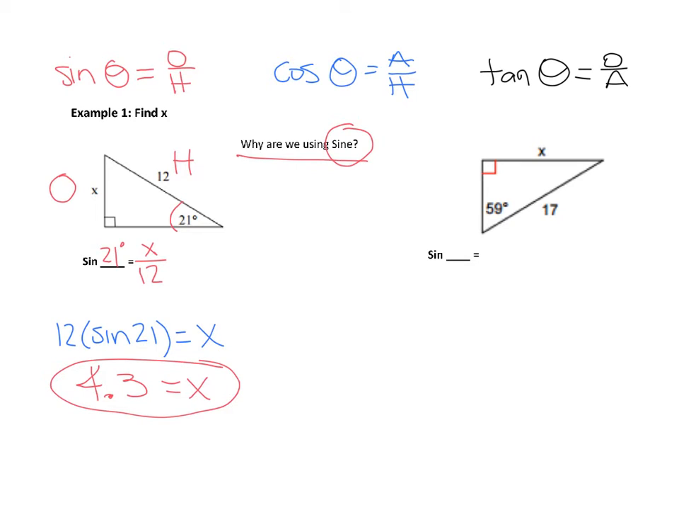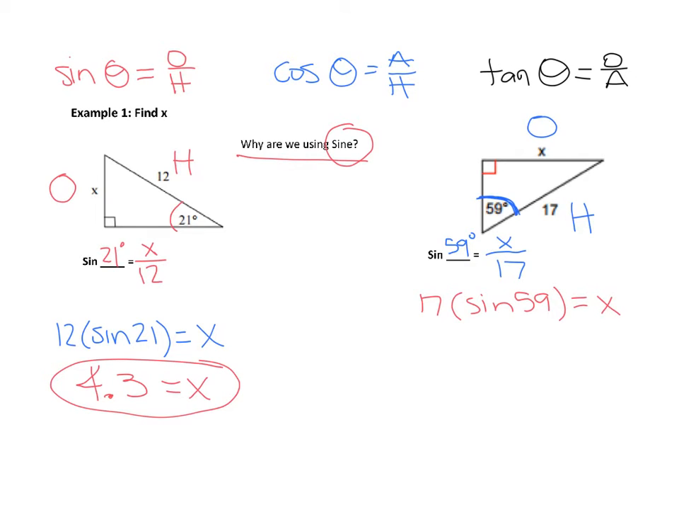Next problem, identify my theta, which is the 59 degrees. Based on my theta, I'm given the opposite and the hypotenuse. So that again is why we're using sine. It's very important that you recognize what you're given to help determine whether you're using sine, cosine, or tangent. So sine of 59 degrees is equal to opposite, which is x, over 17. If I cross multiply here, we end up with 17 times the sine of 59 degrees equals 1 times x, which is x.